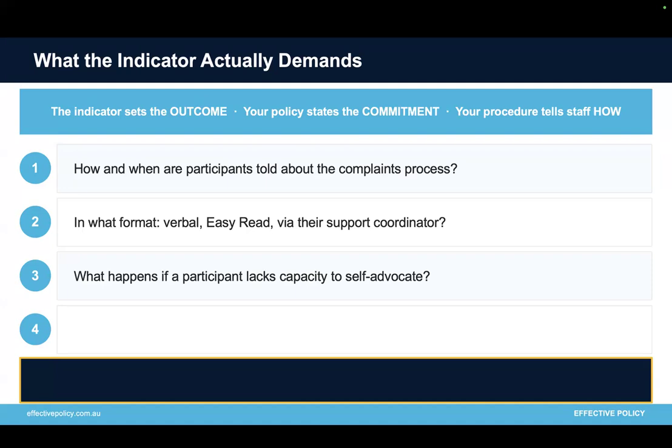What happens if a participant lacks the capacity to self-advocate? You have to think about those. They're required in there, not just some blanket statement, which is copying and pasting from the quality standards. What happens if a participant lacks capacity to self-advocate? How are you going to manage that? What are you going to offer?